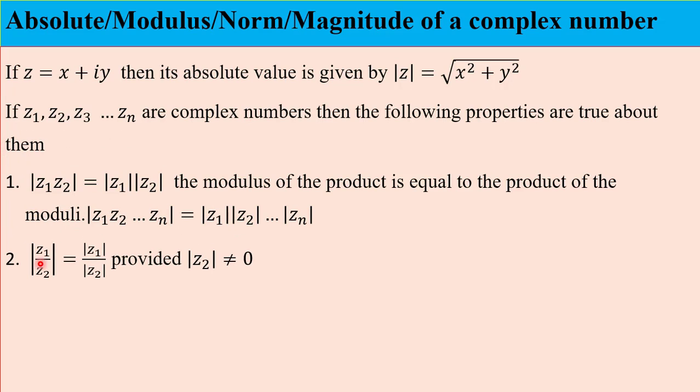Then also, number 2, the modulus of z1 divided by z2 is equal to the modulus of z1 divided by the modulus of z2, provided z2 is different from 0. So z2 must be different from 0, because the moment it is 0, the whole of this term will be undefined.